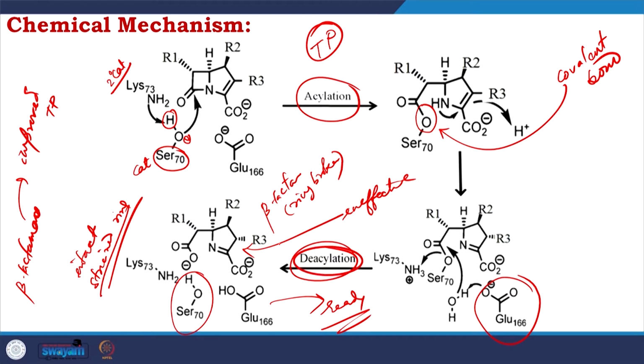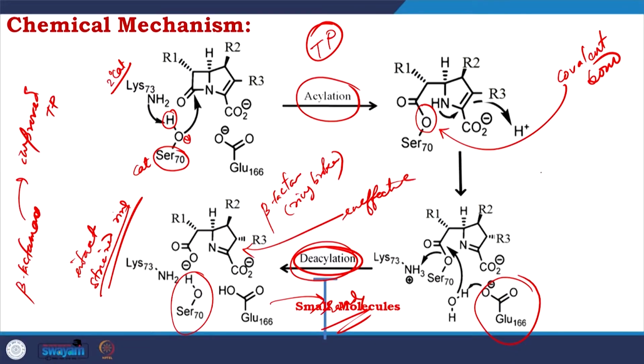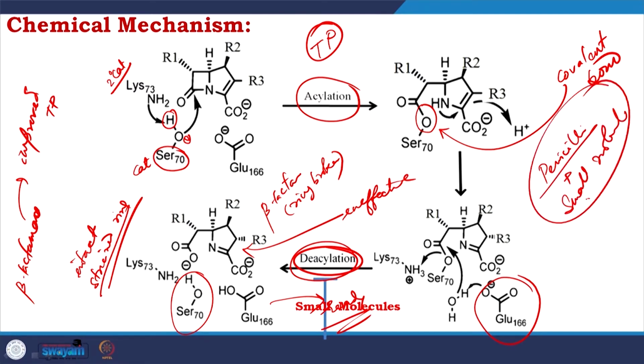So, as drug designers, we always try to target this deacylation step. We try to get a small molecule which would prevent the deacylation step or at least slow it down. So, it would be slowed down, and then you have the penicillin or other beta lactams. So, penicillin plus this small molecule is called combinatorial therapeutics.